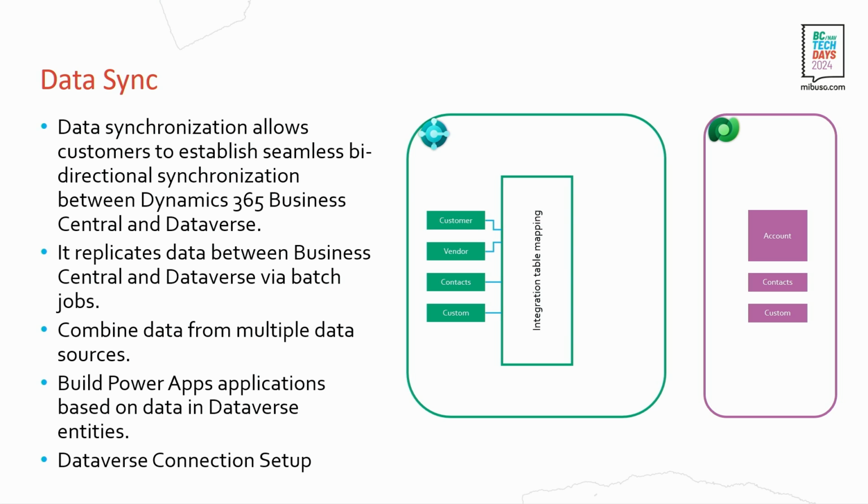In the middle, we have integration table mapping, where we define the rules for sending data to Dataverse from Business Central and returning them back from Dataverse. Here we can also see that customer and vendor data are connected to one table in Dataverse called account. So you will find data from both those tables in one table in Dataverse, account. And also in Business Central, in the integration tables, you will see data from Dataverse. So you don't need to go to Dataverse each time to check if data is already inside the Dataverse table.